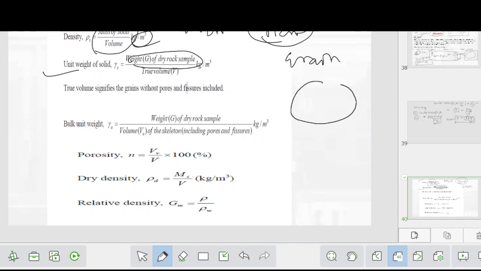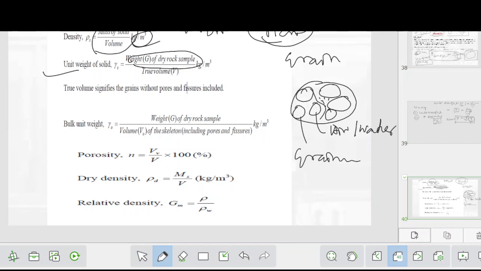Suppose this is a sample. This sample is made up of some grains. This is the grain and this is the pore space in between. The pore space is either filled with air or filled with water. When we consider unit weight of solid, you assume there is no water or air. You only talk about the grain. So this is the unit weight of solid. But when I talk about bulk unit weight, that is simply weight per volume, right?